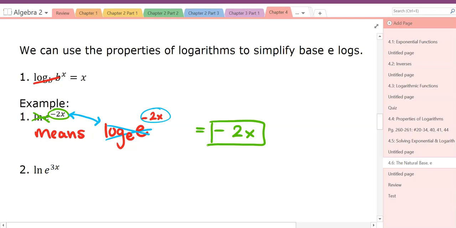So for number 2, you can basically cancel that off and you're left with 3x. Okay, so that was the first property that we talked about.